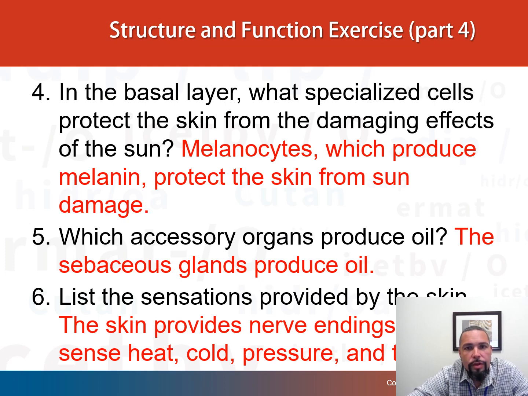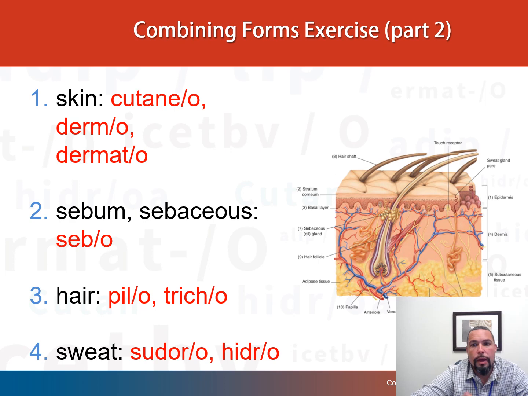Anyway, continuing forward, which accessory organs produce oil? That would be the sebaceous glands. And then list the sensations provided by the skin. We literally just went over this: the nerve endings sense the heat, the cold, the pressure, and the touch. And just like we had done in the previous lecture, we have some combining forms and combining words. So let's go over some of these.